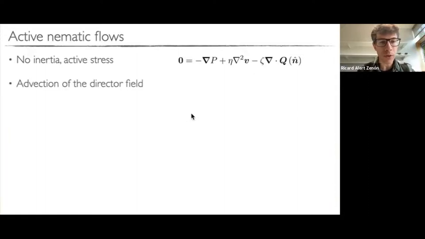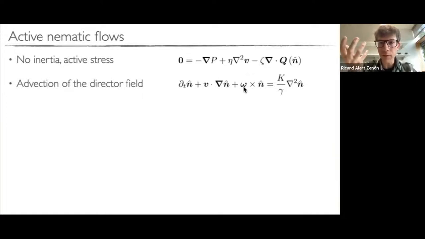And so what I will do is to write down an equation that accounts for the fact that the director field is being advected by the flow, co-rotated by the vorticity of the flow. And then on the right-hand side, there's this term that tends to make the director field relax to a uniform configuration, okay? This is due to the fact that there's some nematic elasticity that gives an energy penalty for distortions of a uniform orientation, okay?